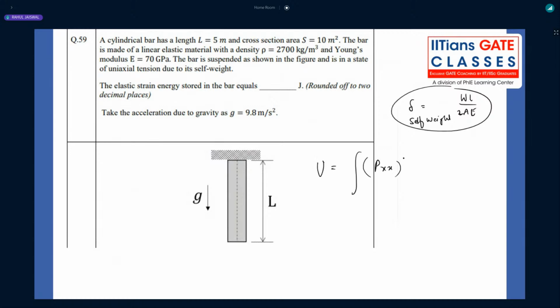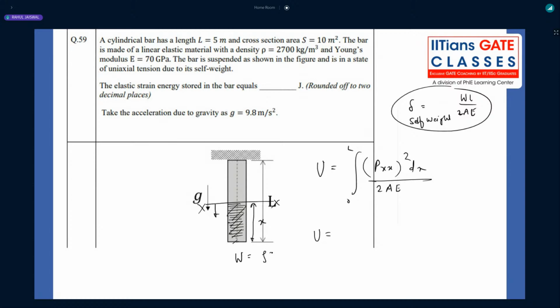P x whole square dx at any section, whatever the load acting, divided by 2AE from 0 to L. So if you calculate P x, what is the P x formula? Because of this, whatever the beam part is there of length x, it will apply some kind of load. And what is the load value? W, right?